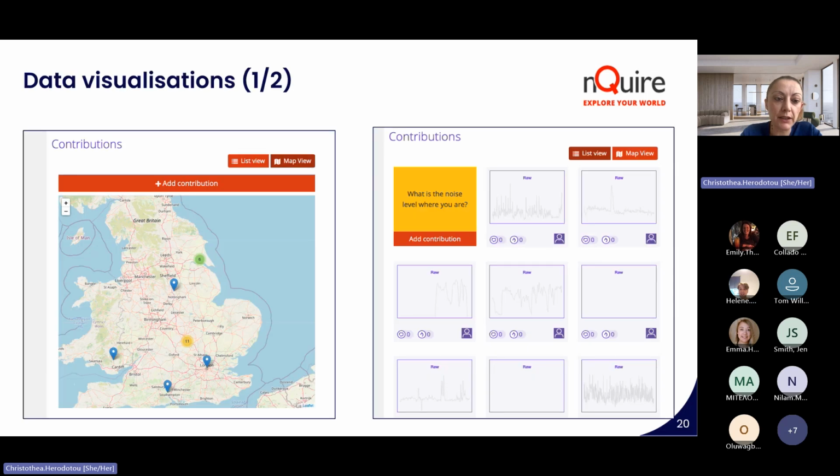So as you can see here, you could see the contributions on a map. So where the recordings of noise took place. And on the right-hand side, you can see the actual recording uploaded by different participants.